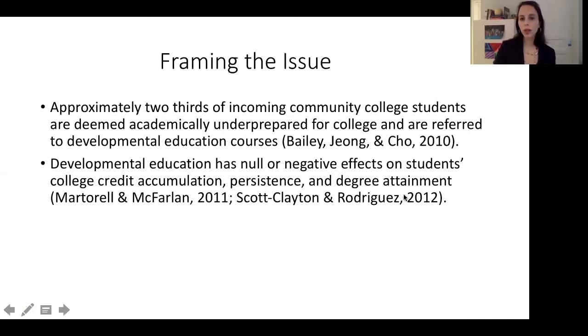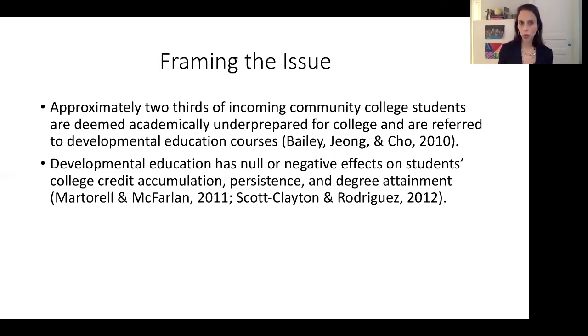So just to give some background, approximately two-thirds of incoming community college students are deemed academically underprepared for college and are referred to developmental education courses. I want to say that ESL is included in developmental education. I'll talk a bit more about that in a bit.